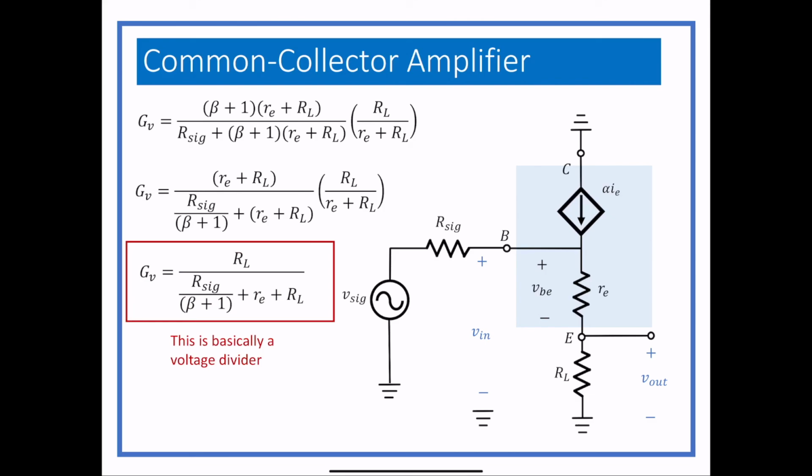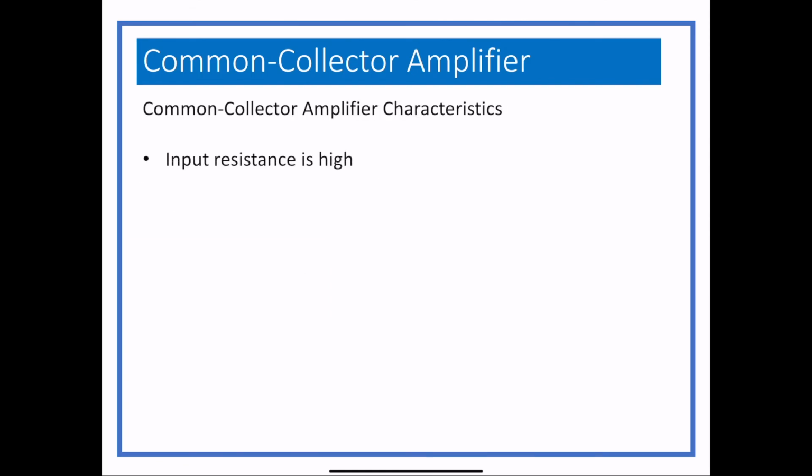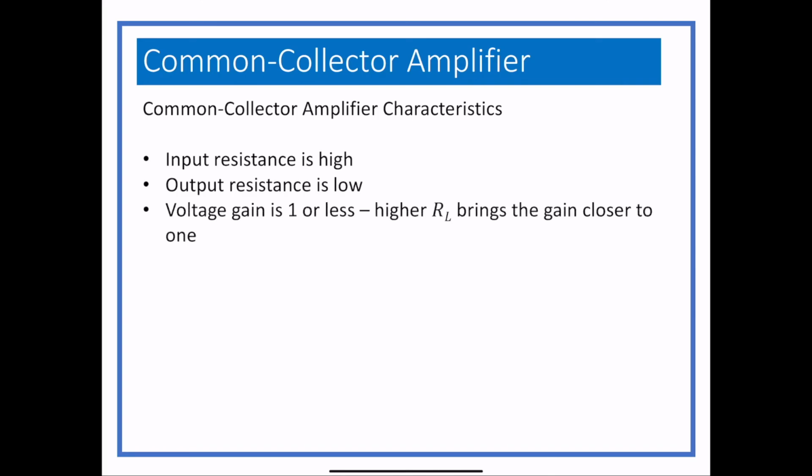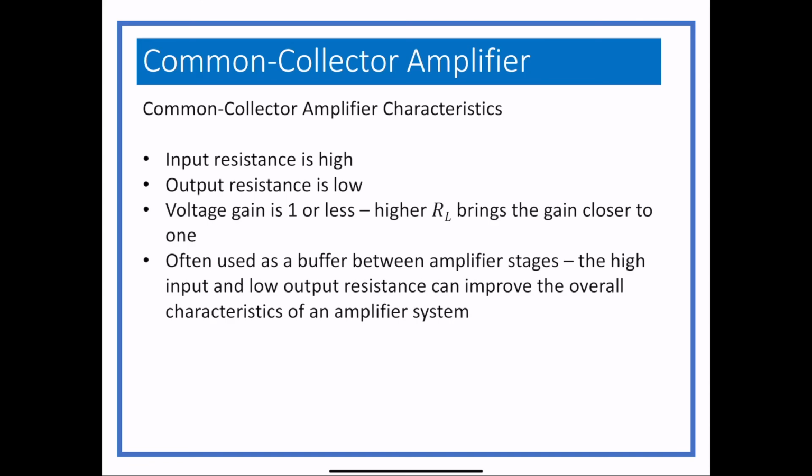It's just like a big voltage divider, which means that if RL is bigger than the other two, you end up getting close to 1. Input resistance of these is high. That's great. Output resistance is low. Voltage gain is 1 or less. The bigger RL is, the closer you are to 1. We use this oftentimes as a buffer between stages because it has a very high input resistance and very low output resistance, so sometimes it makes it easier to match up stages of amplification. And as I said, it's also called an emitter follower.